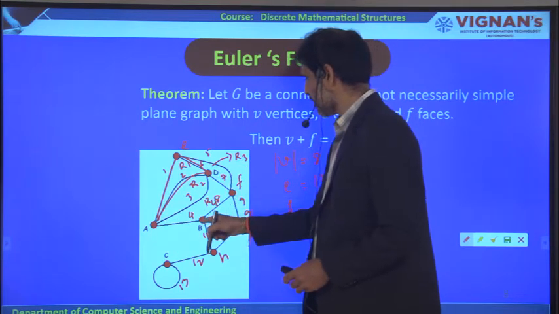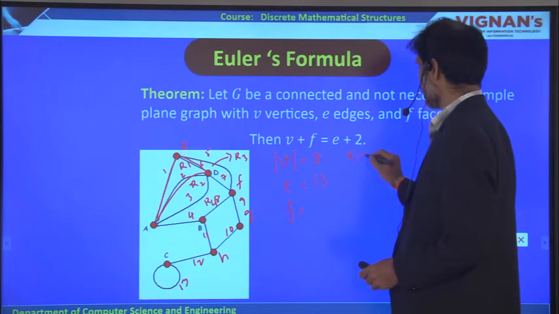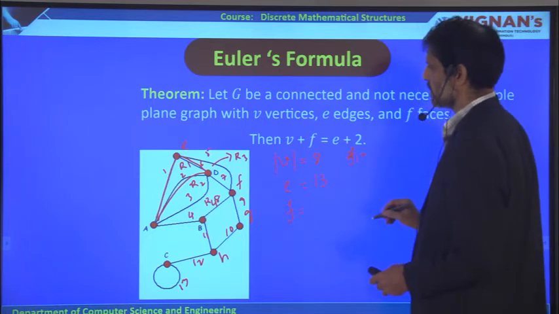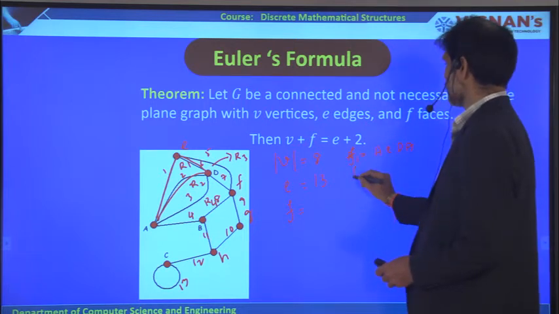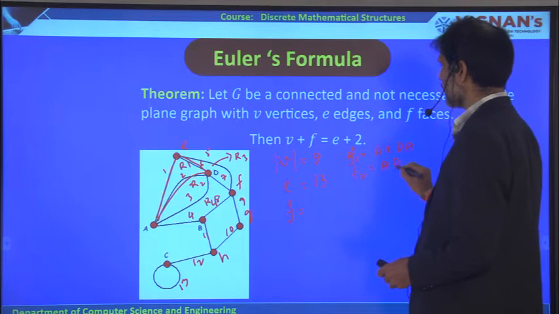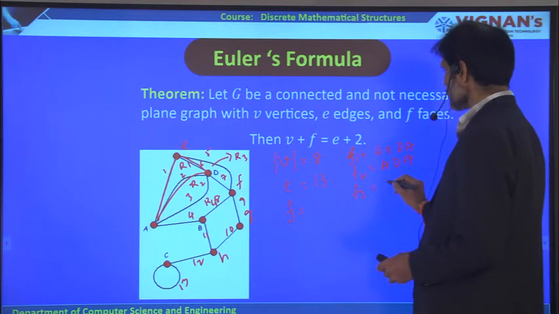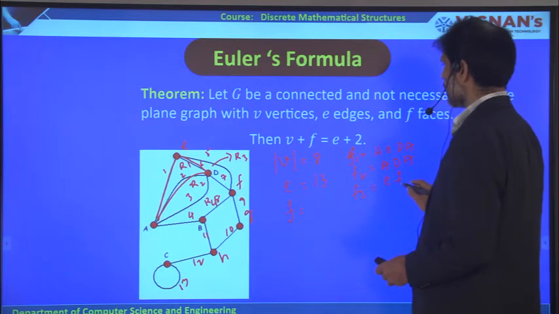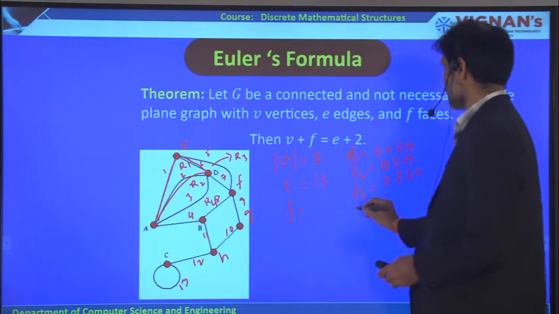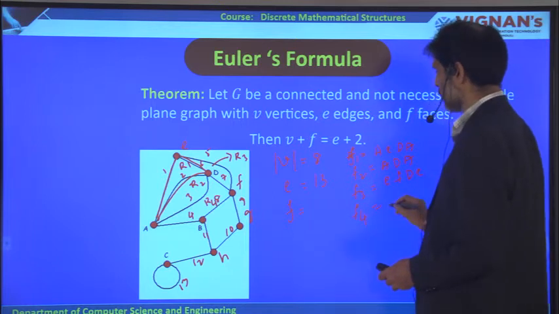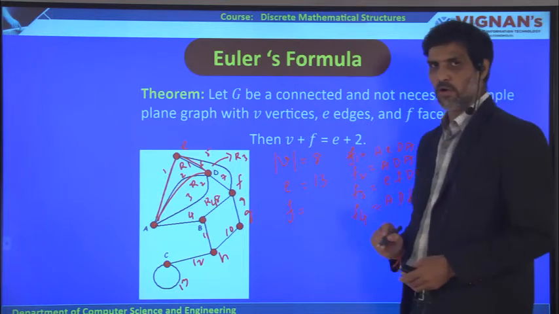If you take A, D, F, B, A. The first region I am going to write here, or we can call it the first face. F1 is equal to A, E, D, A. Similarly, F2 is equal to A, D, A. F3, we can write the third face, is E, F, D, E. That is the third region or third face. And the fourth face is A, D, F, B, A. Like this we are going to take all the faces.